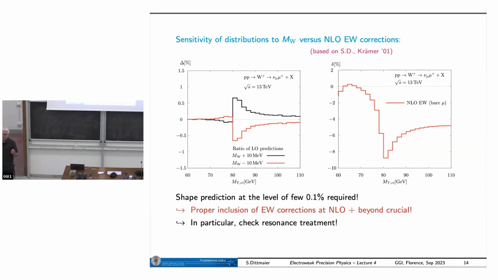The CDF people claimed they have already reached a precision of 9 MeV, which means to this level of precision, you have to predict this distribution, because this is the difference induced by a shift in the W boson mass at this level. And you see it's basically 0.5%. And if you want to exceed this precision, you have to predict the shape of the distributions at the per mil level. Yeah, this is a crazy accuracy actually.